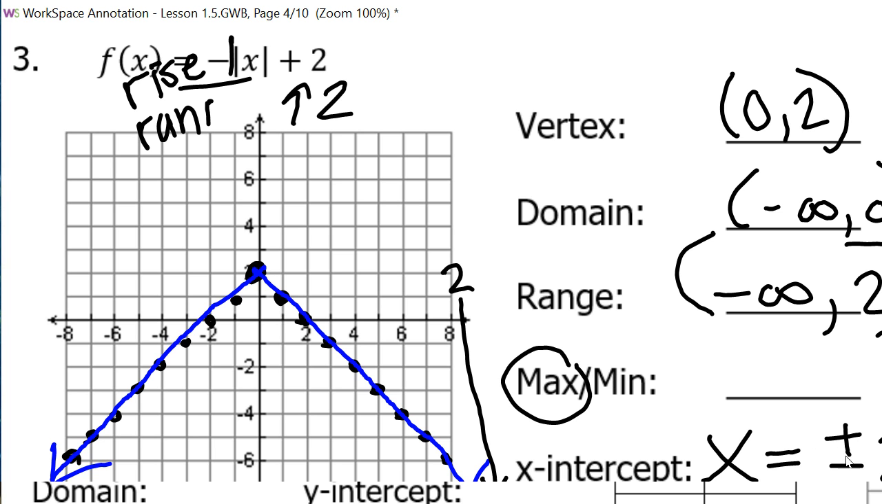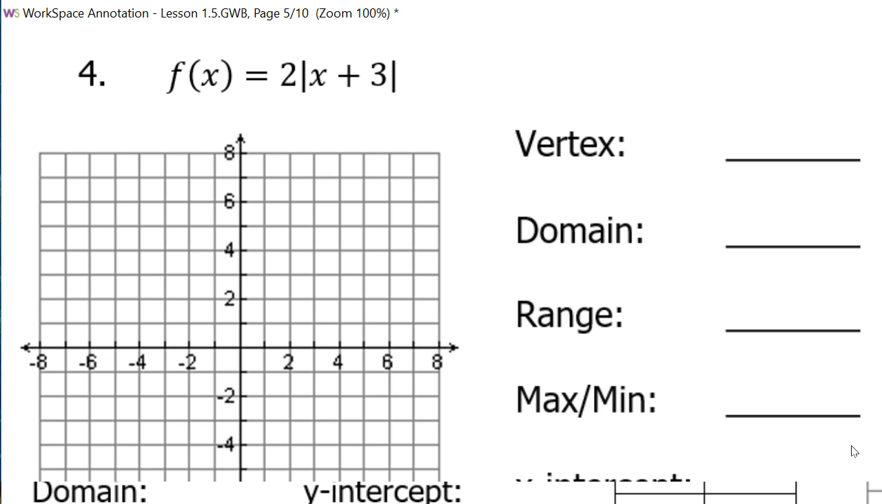Moving to the back. Number 4, we have an A value of 2, so save the A value for last. What is the plus 3 on the inside going to make it do? Go left. Left or right? If it's a plus, it's going to move it to the left. So our graph, instead of starting at 0, 0, move it to the left 3.